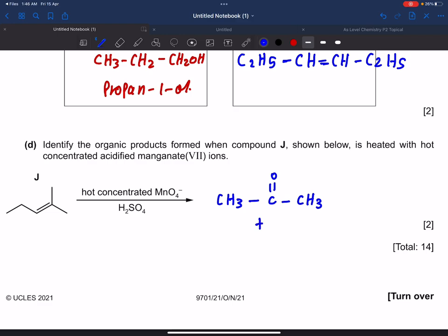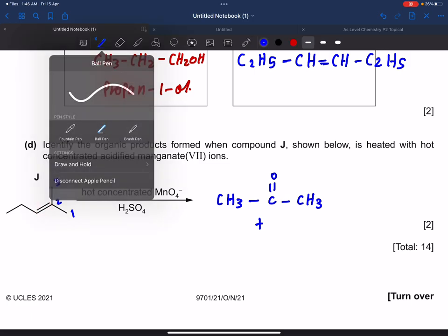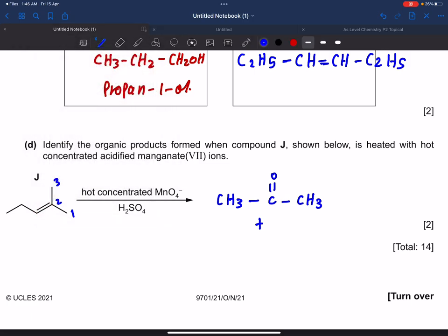Now, how many carbon atoms are used here? 3. 1, 2, 3 are used. The doubly bonded carbon has a methyl group and a double bond. Okay, so doubly bonded. Now, how many carbon atoms? 1, 2, 3. So 3 carbons would be the carboxylic acid, CH3CH2COOH. That's it. You will get your 2 marks here.